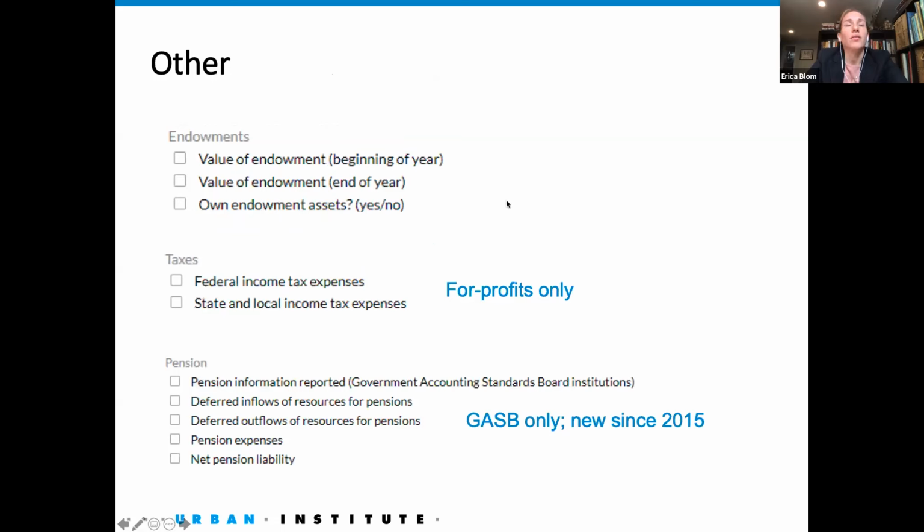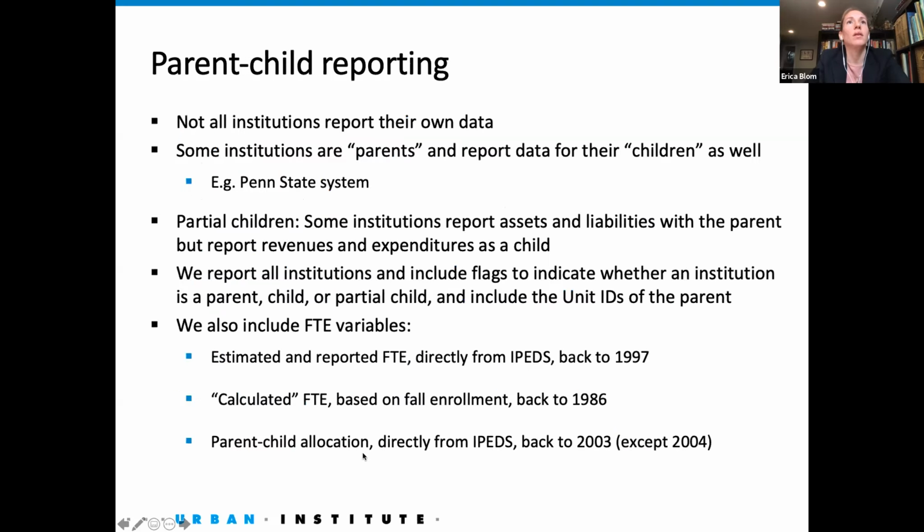So, last few sets of more specific variables. We have endowments for the institutions that have endowment assets, taxes for institutions that pay taxes, and then pension information for GASB since 2015. So, more complications related to these data.